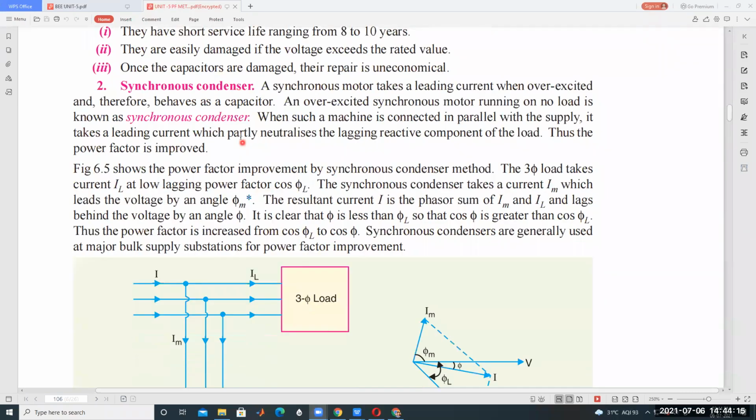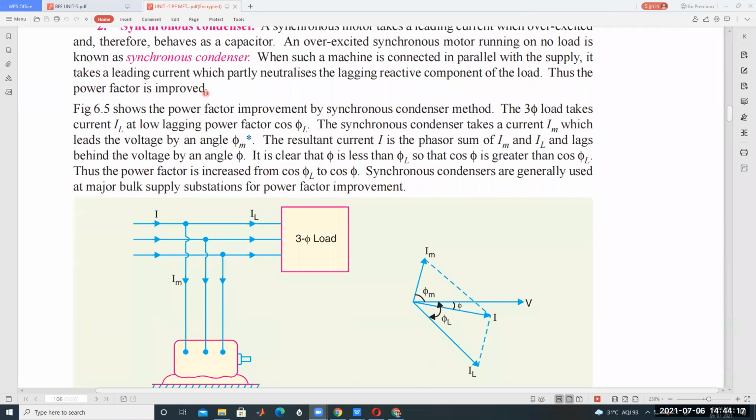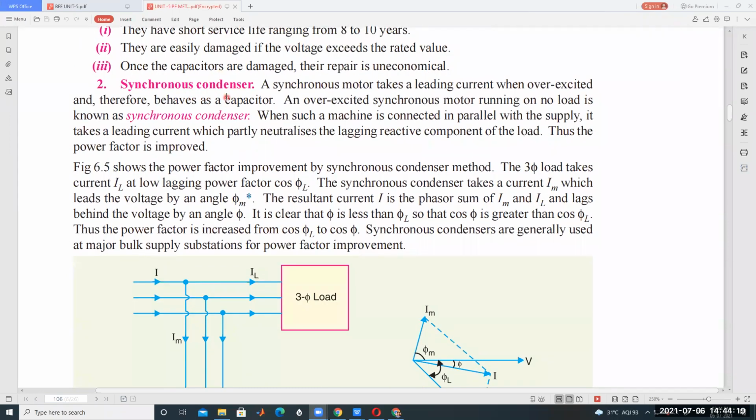Power factor improvement method: the synchronous condenser. A synchronous motor takes a leading current when overexcited and therefore behaves as a capacitor. An overexcited synchronous motor is called a synchronous condenser.